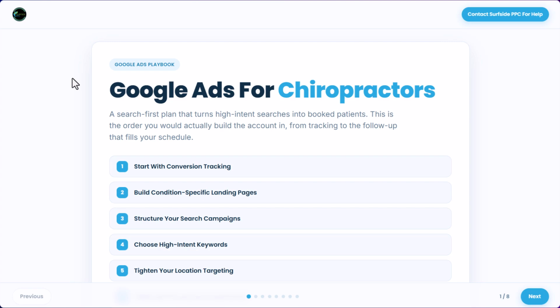Today I'm going to be going over Google Ads for chiropractors. So essentially, if you are a chiropractor and you're either currently running Google Ads or you're getting into the process of, okay, let's start running some Google Ads, this is basically the process I would go through.